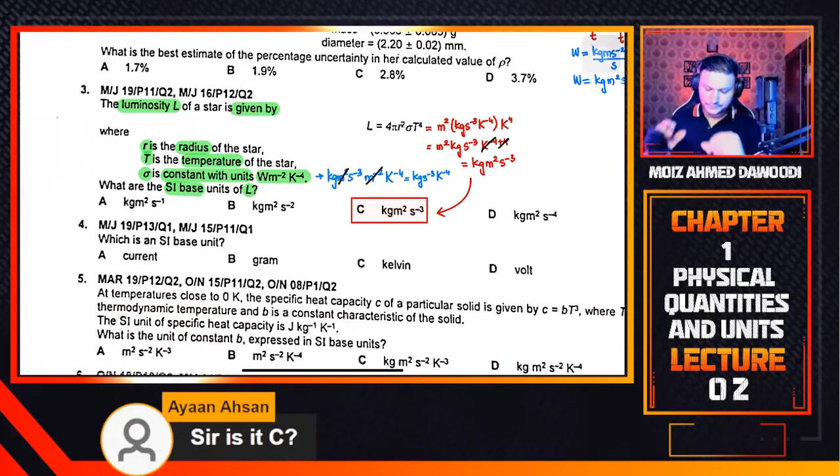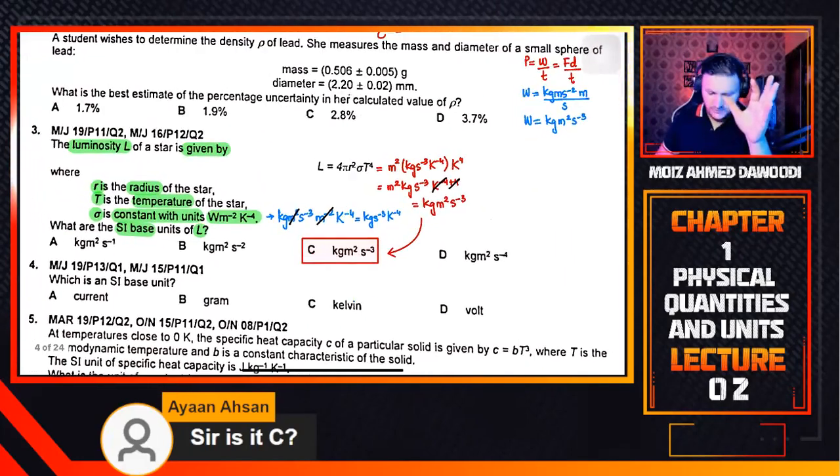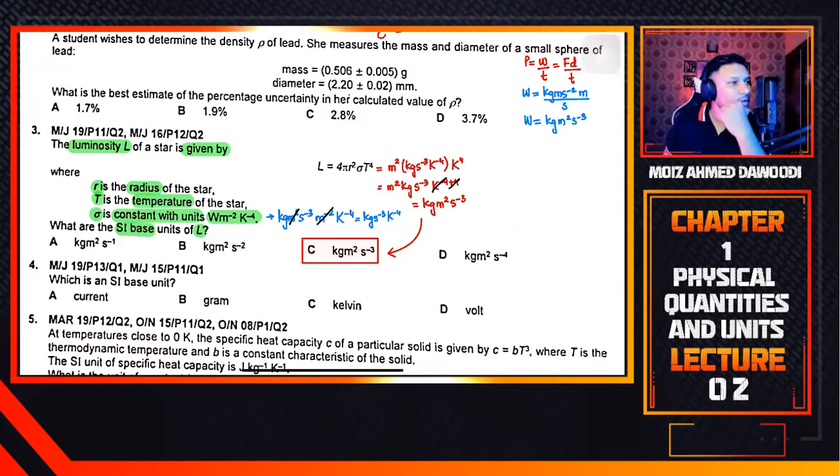Yes, Ayan was saying if it is C, yes, we have figured out it's C. This is how the complex or more conceptual question can be asked in the paper as well. Okay, beta? Cool. Now let's move ahead.